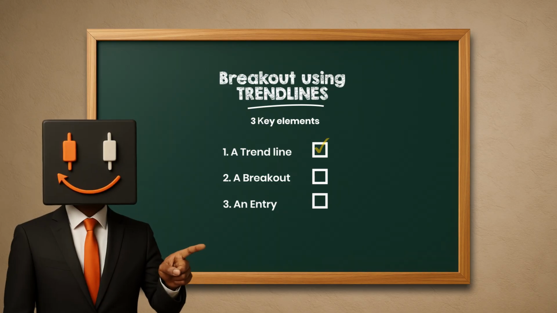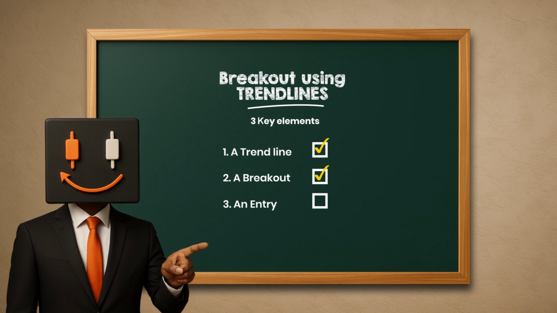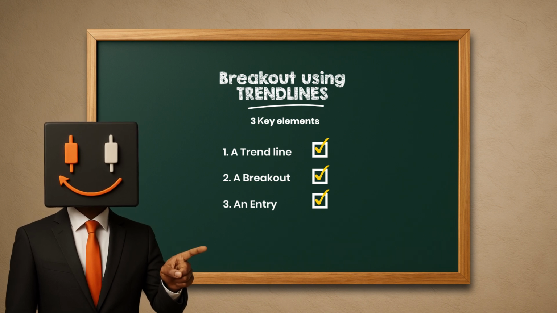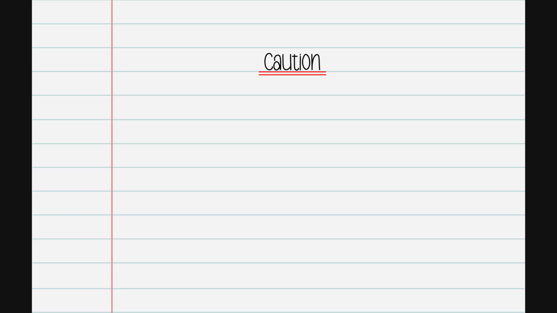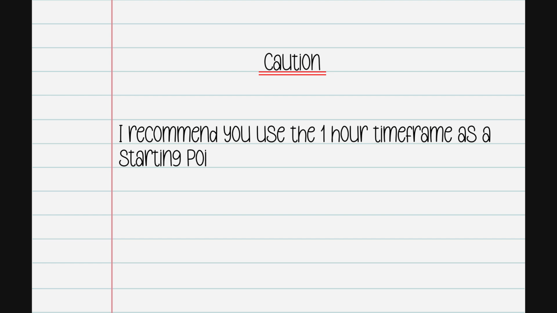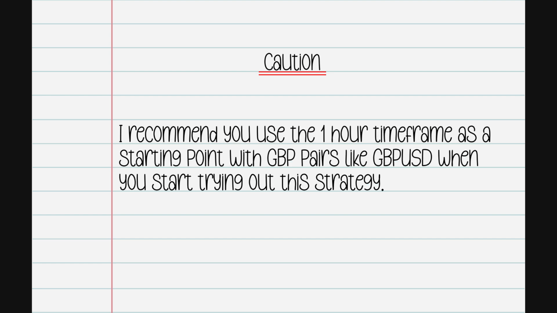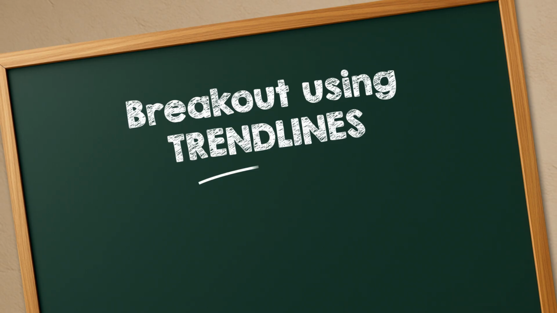So now that we know how to draw a trend line, how to identify a valid breakout, and when and where to enter the trade, let's head to some real examples with a forex chart so you know how to apply this strategy in the actual market. But before that, I recommend you use a 1-hour time frame as a starting point with GBP pairs like GBPUSD when you start trying out this strategy. Let's move to the real examples.